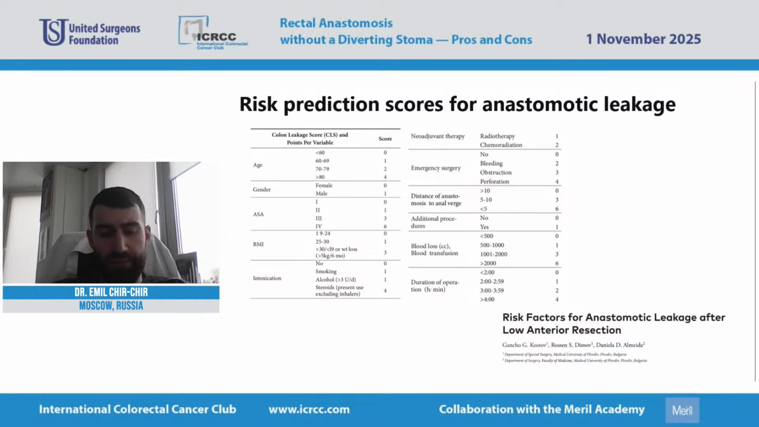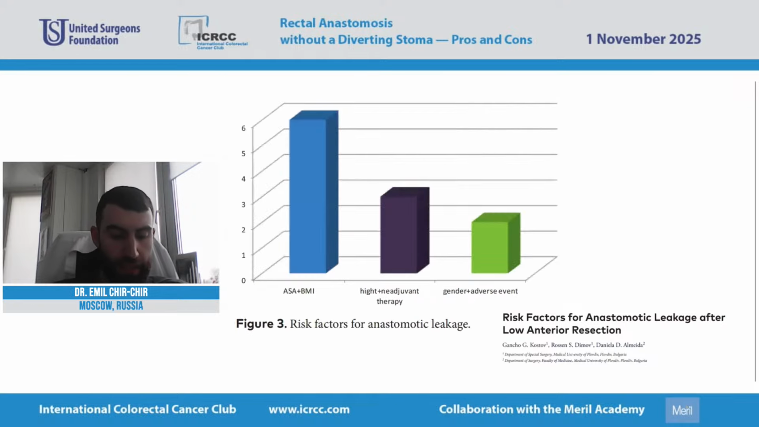Unfortunately, there are no validated criteria for assessing the risk of anastomotic leakage, although some researchers propose risk scoring scales. For instance, the study from Bulgaria, in addition to various parameters for assessing leakage risk, shows which combination of factors more strongly increases the risk of anastomotic leakage.